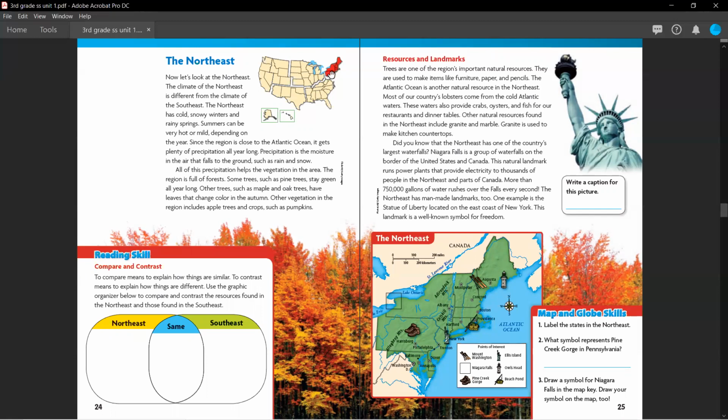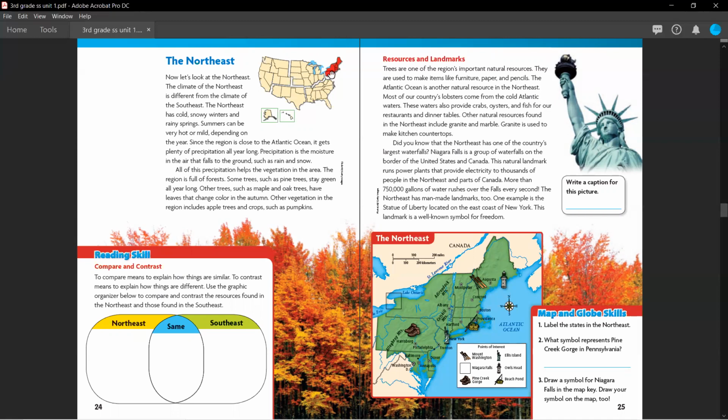Now let's look at the Northeast. The climate of the Northeast is different from the climate of the Southeast. The Northeast has cold, snowy winters and rainy springs. Summer can be very hot or mild, depending on the year. Since the region is close to the Atlantic Ocean, it gets plenty of precipitation all year long.